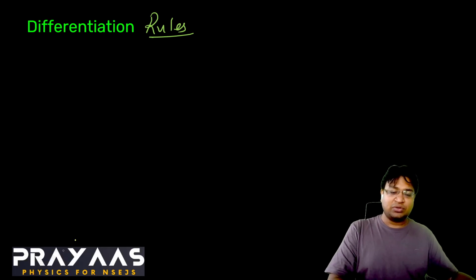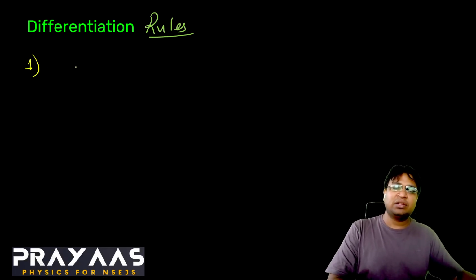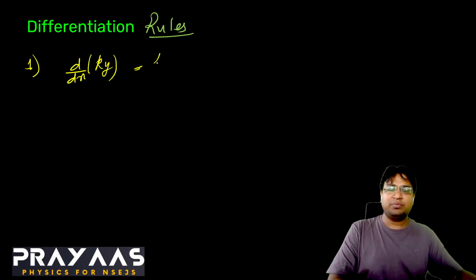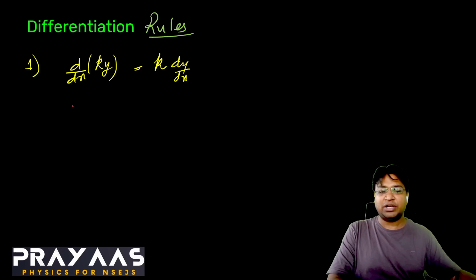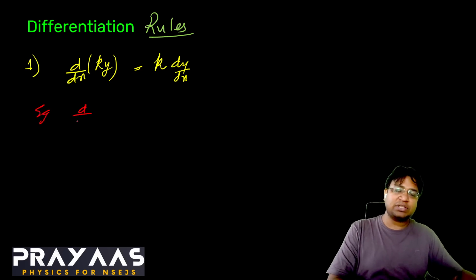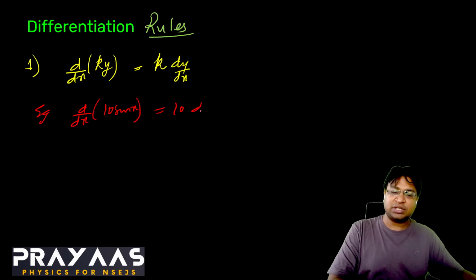So the first rule is that if you want to differentiate a function which has been multiplied with a constant, you can pull out the constant outside and then you can differentiate. You may not have understood this one, so let me give you an example. If I ask you to differentiate 10 times sin x, you can pull out 10 and say, let me differentiate the remaining one.